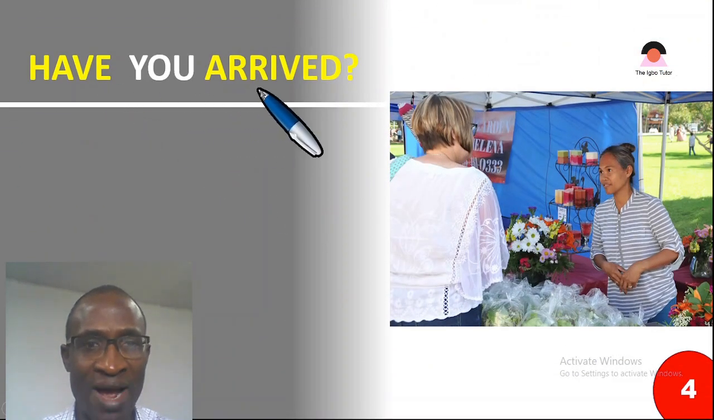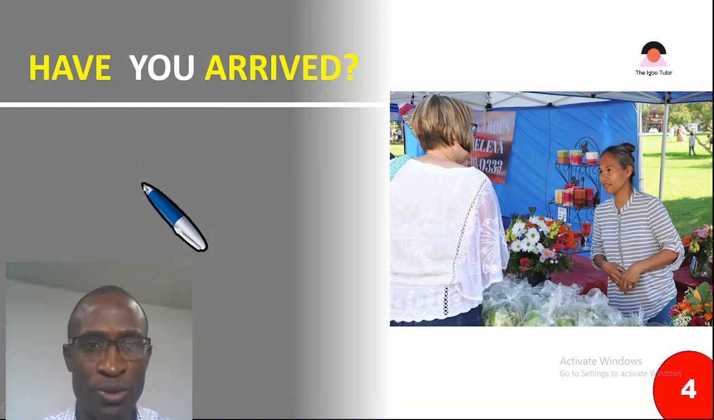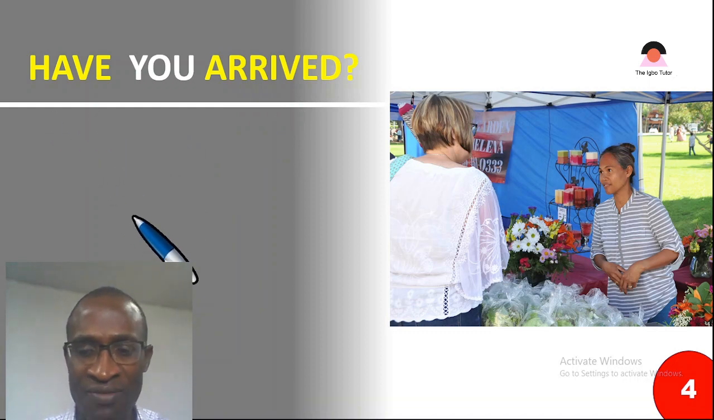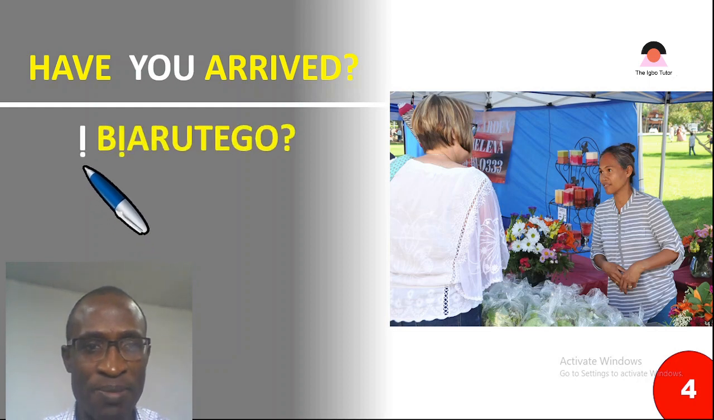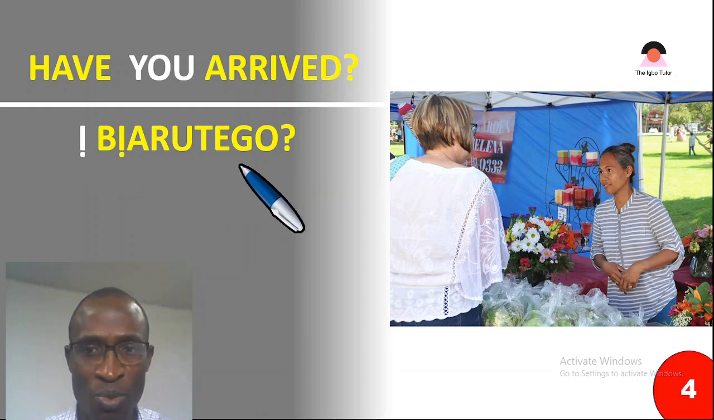Let's move on to the next phrase or sentence. Have you arrived? Talking about a customer in the market welcoming you to the market. Have you arrived? What is that in Igbo language? Ibiarutego. Pay attention to the color codes. Ibiarutego. Have you arrived?